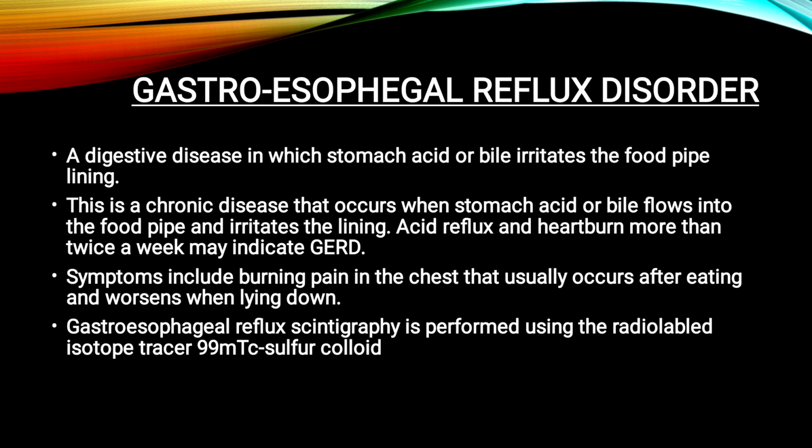Whenever this hydrochloric acid and bile juice or any other content of the stomach moves into the food pipe, it causes a lot of irritation, because the mucosal layer present in the stomach is very thick as compared to that in the food pipe. The preventive mucosal layer is present in very small amount in the food pipe, so the irritating acid from the stomach causes a lot of irritation when it moves there. This is due to the inability of the lower esophageal sphincter.